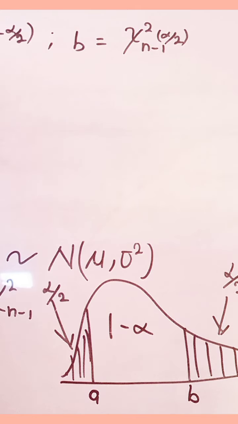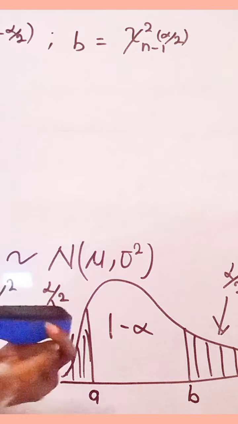That this quantity A here is less than or equal to what? I have here to be what? N minus 1.